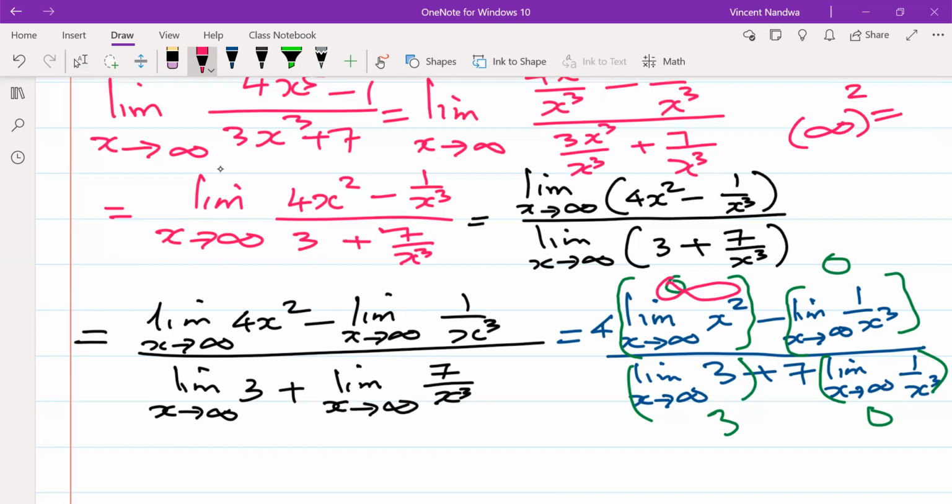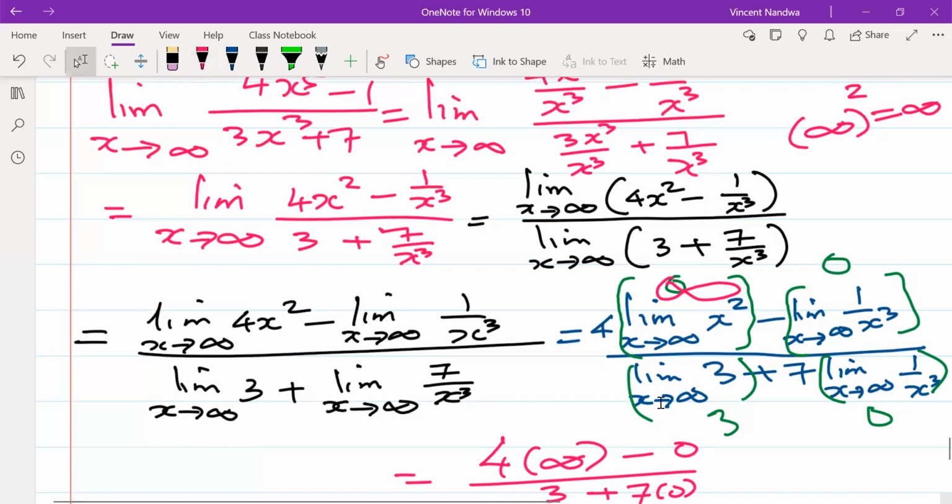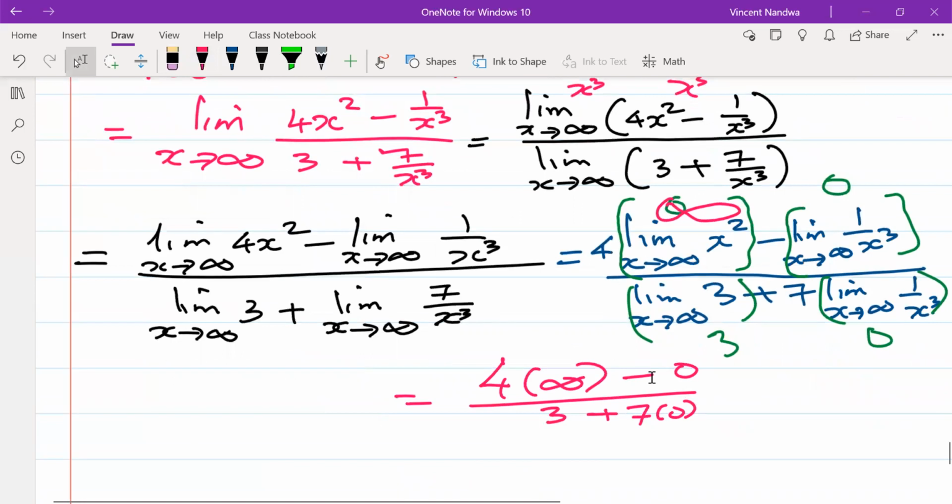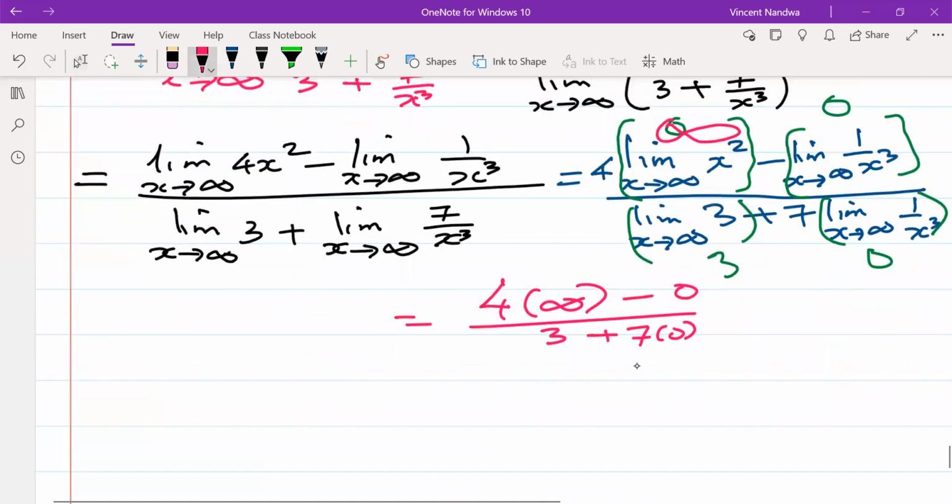Because you're simply replacing infinity, then you're squaring it. So squaring a large number, you still get a very large number. So 4 times infinity minus 0 over 3 plus 7 times 0. So what is 4 times infinity? If you have a very large positive number and you multiply by 4, what do you get? A very large number. Nature of the final answer? Is still infinity. Is it still going to be a large number?